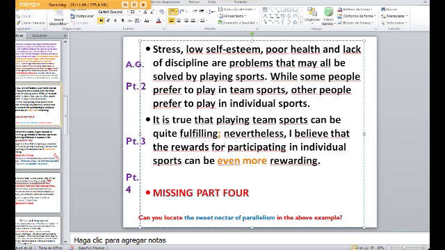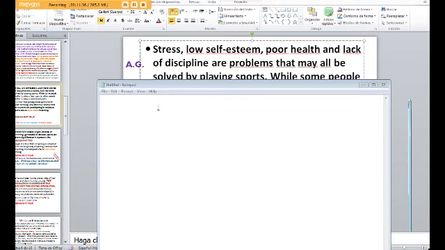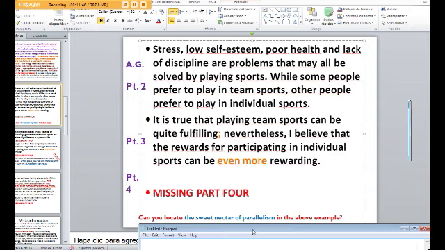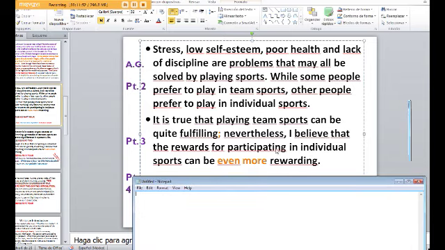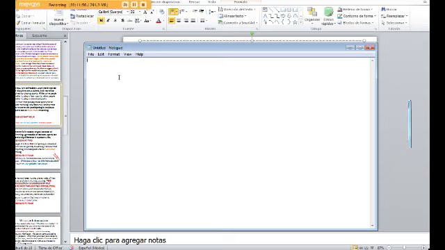So now we're just missing part four to this introduction. In order to write part four to this introduction, we need some ideas that could work as arguments in this imaginary essay that we're never going to write. We're never going to write the rest of the essay. We're just going to write an introduction to this essay. Okay, so I have opened up a little notepad here because I want to do some brainstorming, and because this writer prefers individual sports, I need some good reasons why individual sports are better.